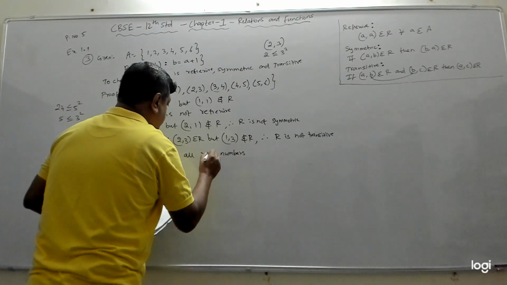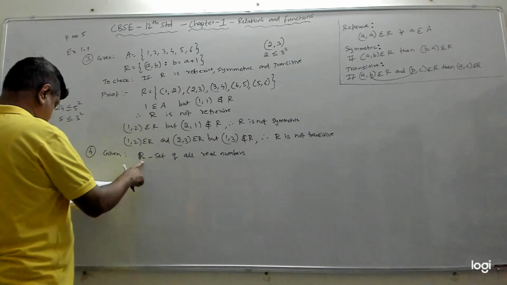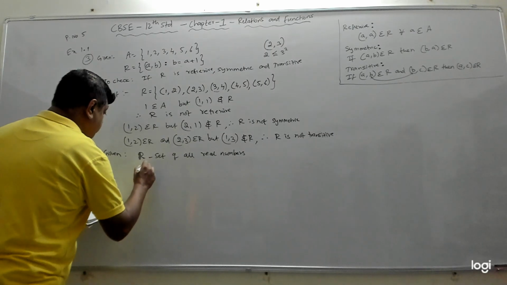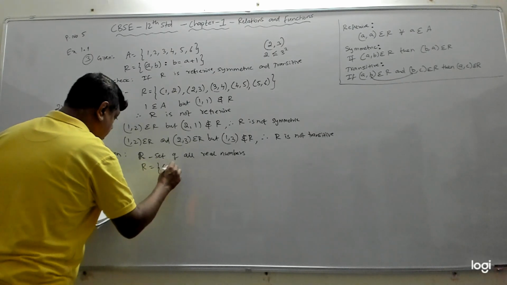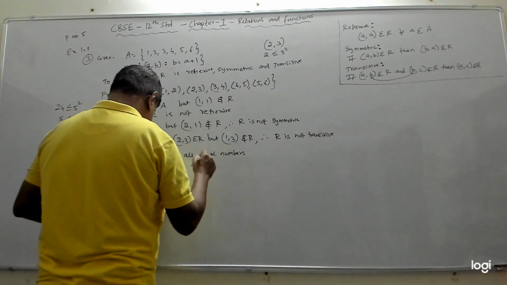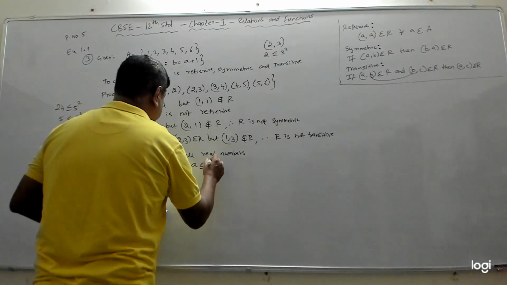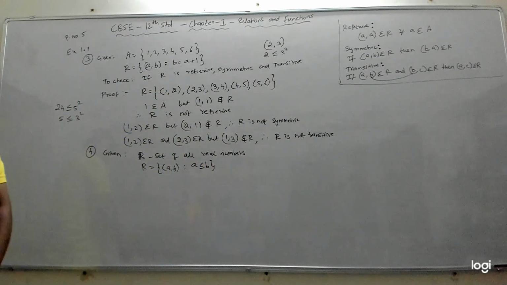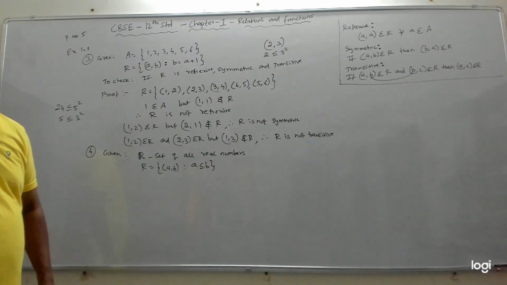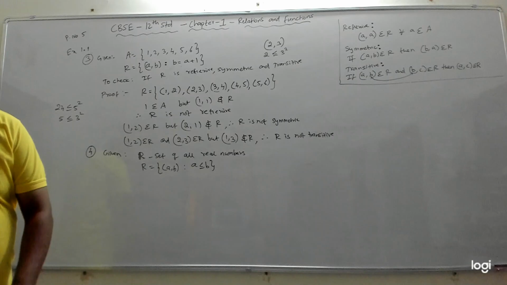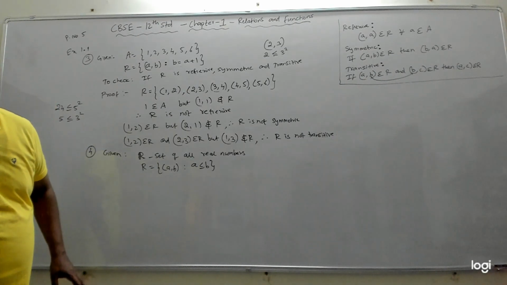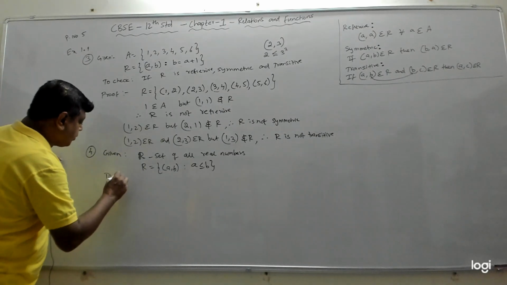R is the set of all real numbers, and the relation R is defined as the set of all (a, b) such that a is less than or equal to b. R is reflexive and transitive but not symmetric. We have to prove this. So what do we have to prove?